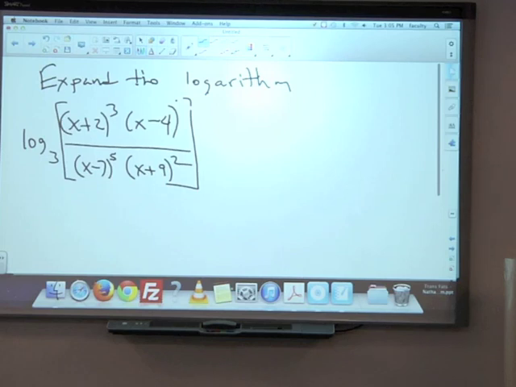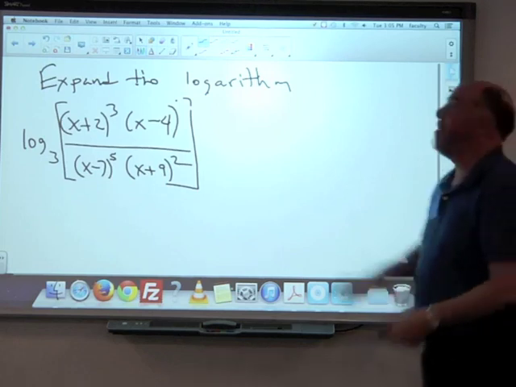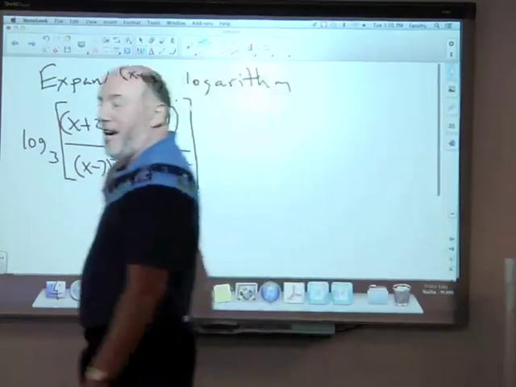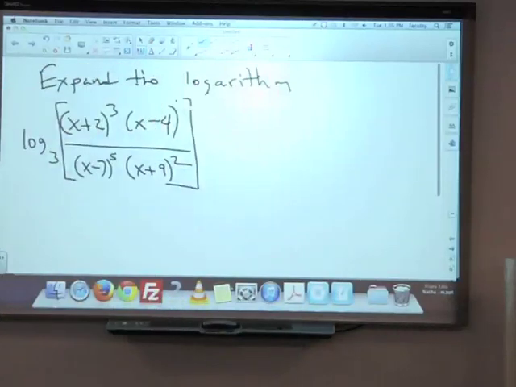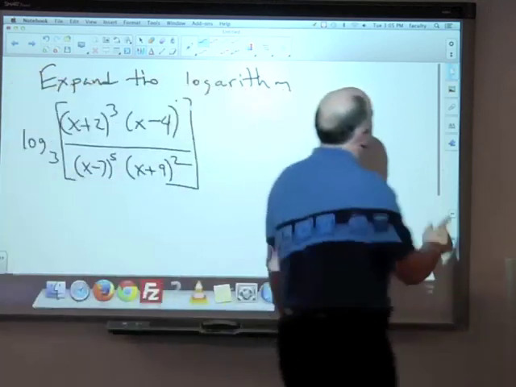All right, I'm going to expand this out. So maybe in terms of this one, I have product rule, I have power rule, and I have the quotient rule. I got all three at once. Are there more rules than that? No, that's it. So let's do it.